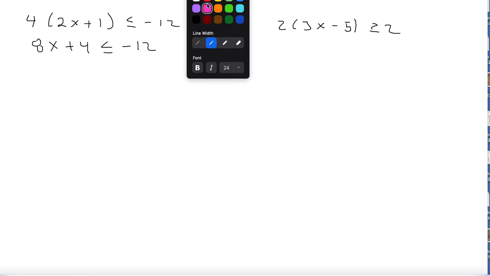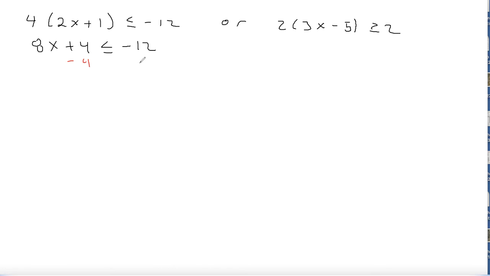I'm going to subtract my 4 from either side, since I'm trying to isolate this x, so add, subtract first, multiply, divide second. So bring this over, and then we have 8x is less than or equal to negative 16, and then we'll divide both sides by 8. And for this piece, we got x is less than or equal to negative 2.